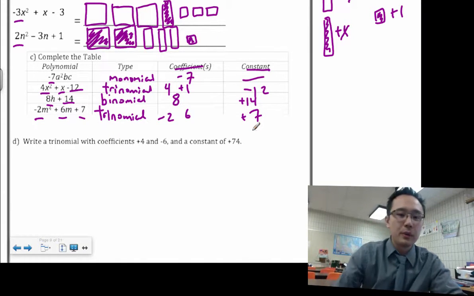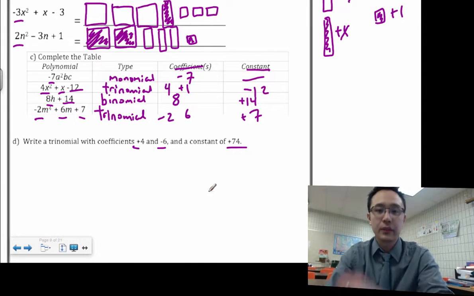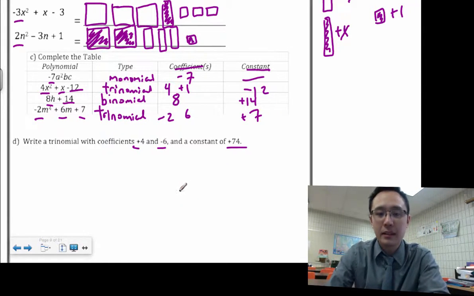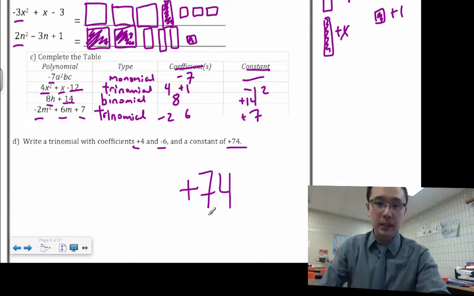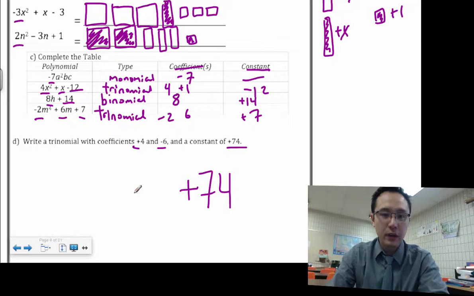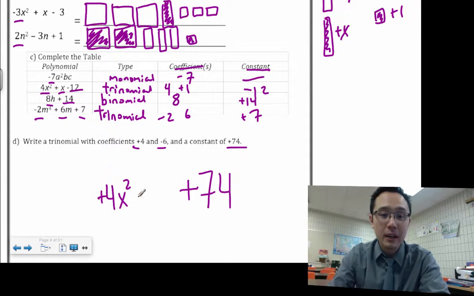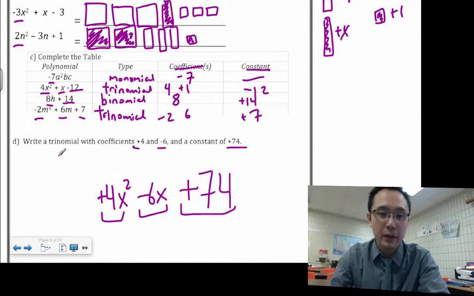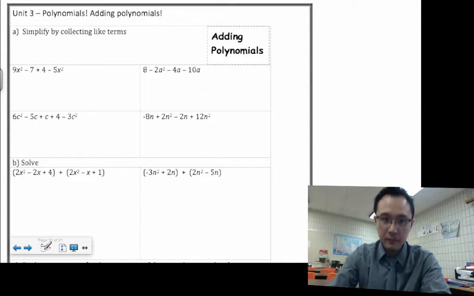Write a trinomial with the coefficients plus 4, negative 6, and a constant of plus 74. So anytime I have a constant, basically that gets tagged on at the end. So I'm going to write my constant as plus 74. A trinomial, I need coefficients, so I'm going to say plus 4, I don't know, x squared minus 6x. So this is 1 term, 2 terms, 3 terms. That's a trinomial. I have a coefficient here, in there, and a constant there. Bam. So that's it for letter D.